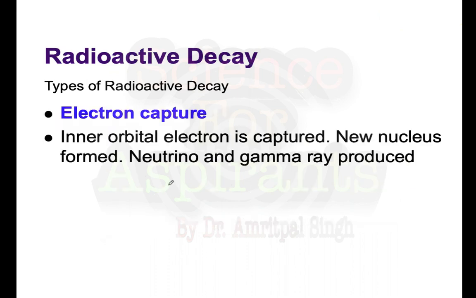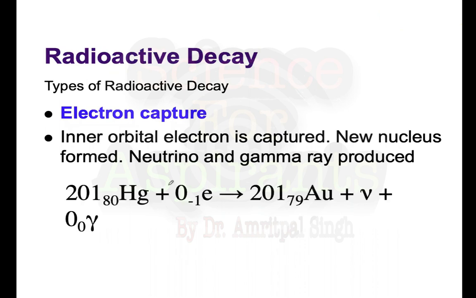Another example of radioactive decay is electron capture. In this process, an inner orbital electron of the atom is captured, a new nucleus is formed, and along with it a neutrino and gamma radiation are produced. You can see that this mercury nucleus has captured an orbital electron from the nearest closed orbit, and mercury is changed into gold.